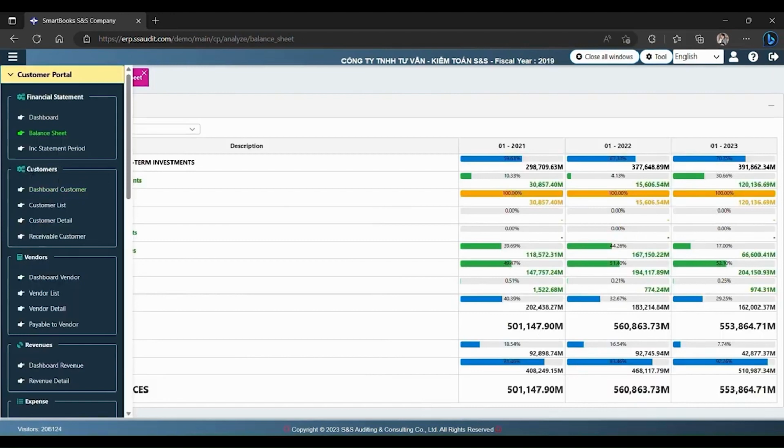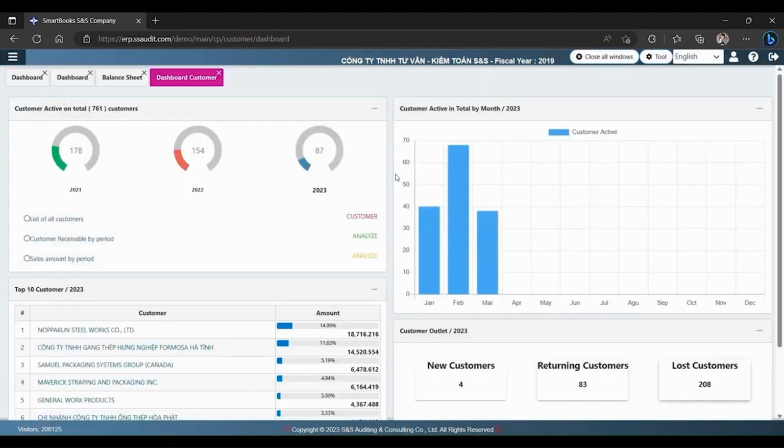Customer Dashboard. Customer active by year chart. Compare the active customers in 3 years. Customer active by month chart. Number of customers have bought any products through months this year.